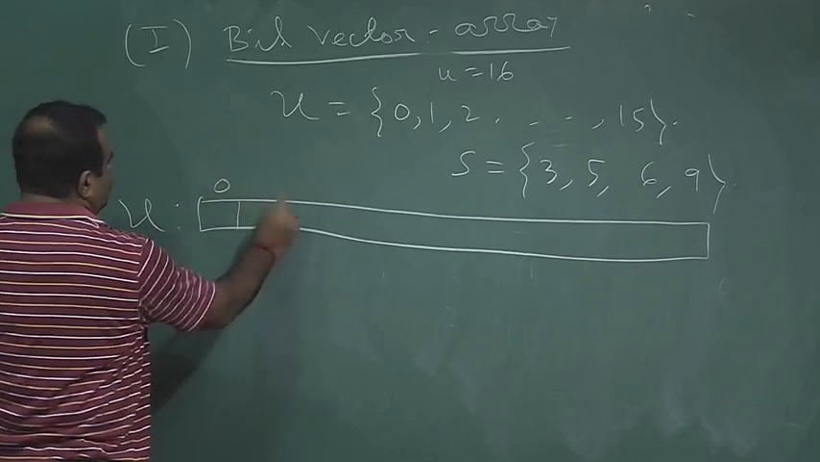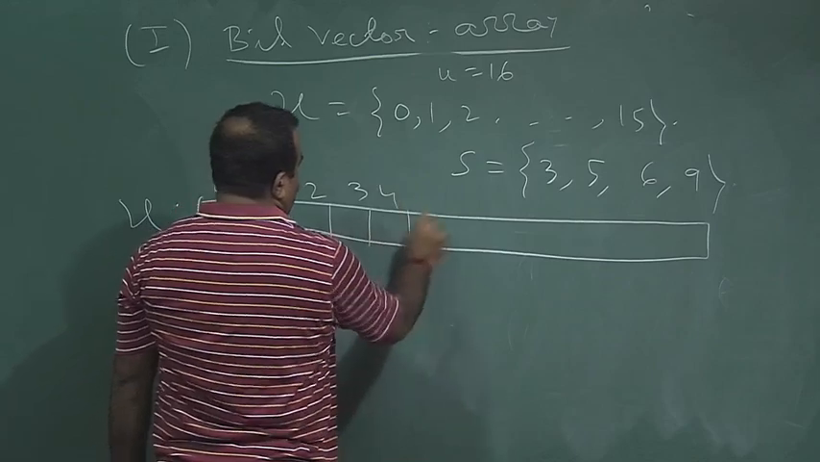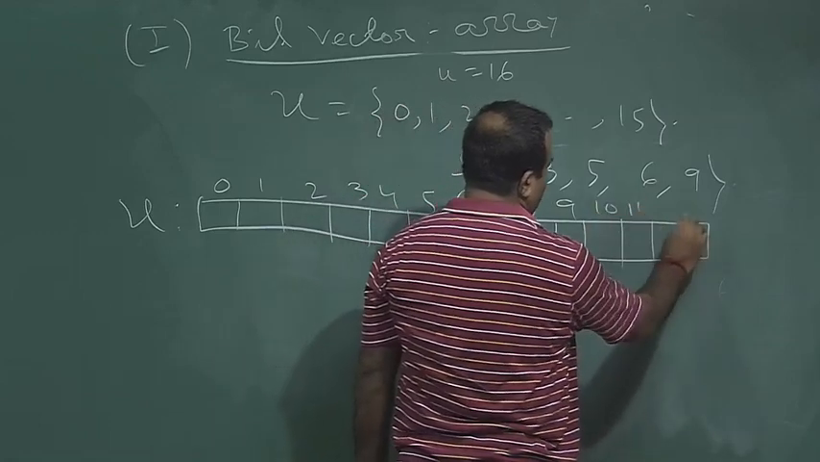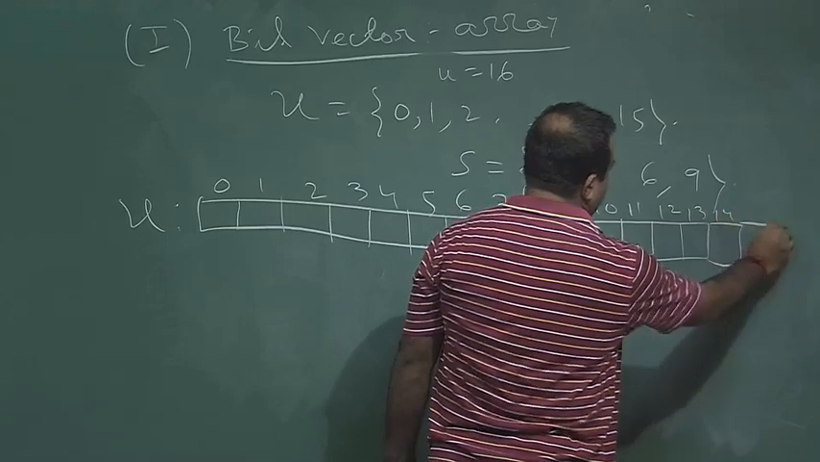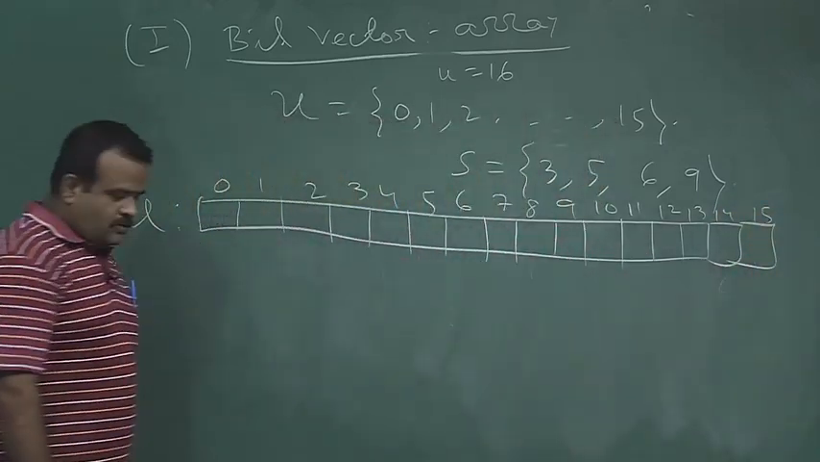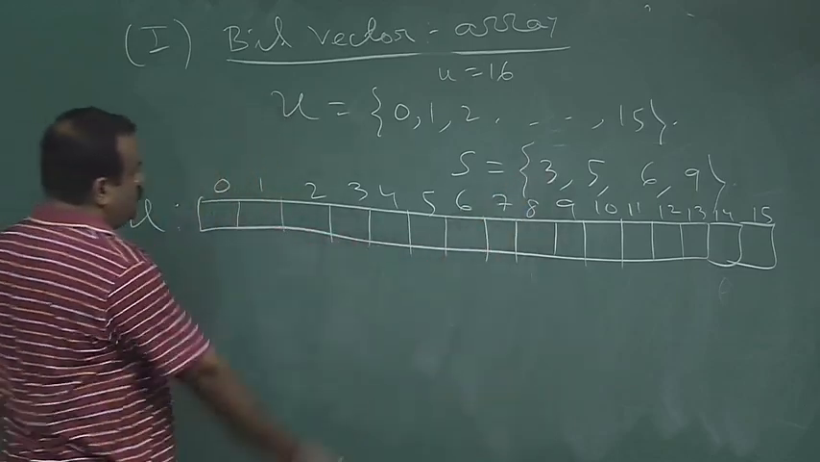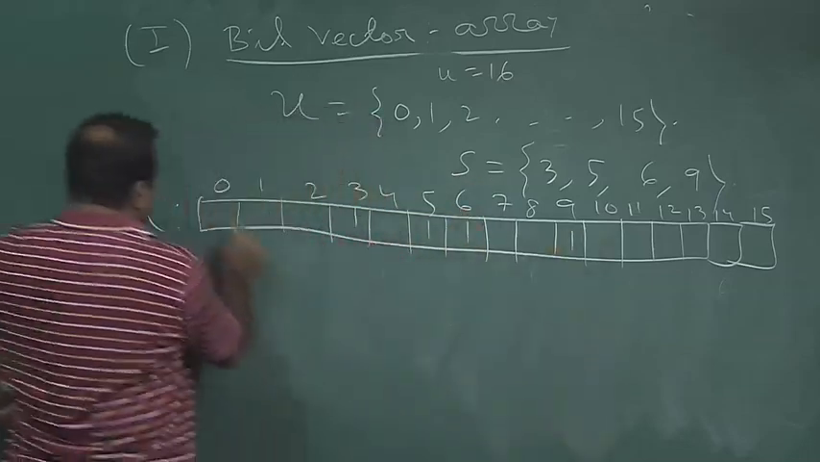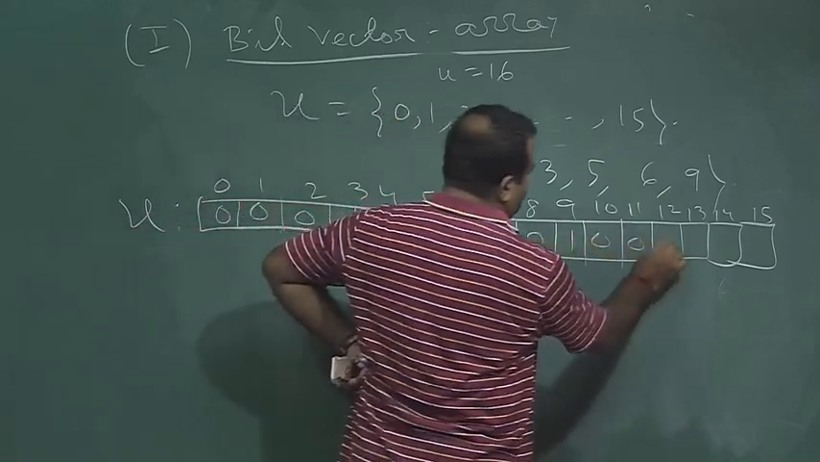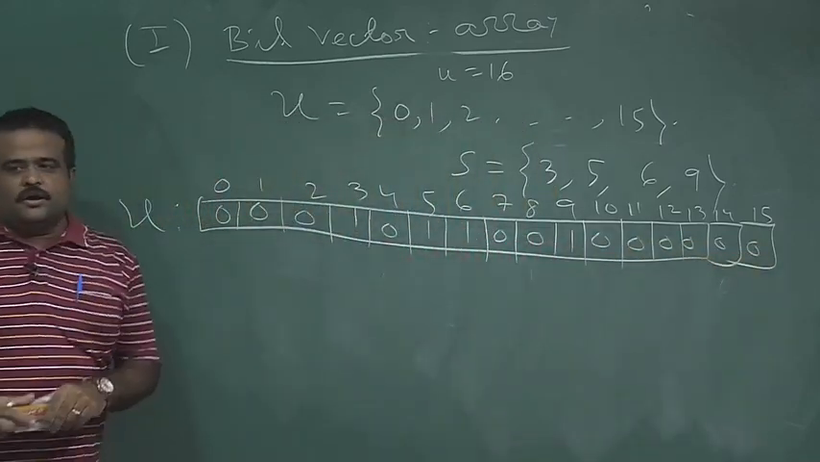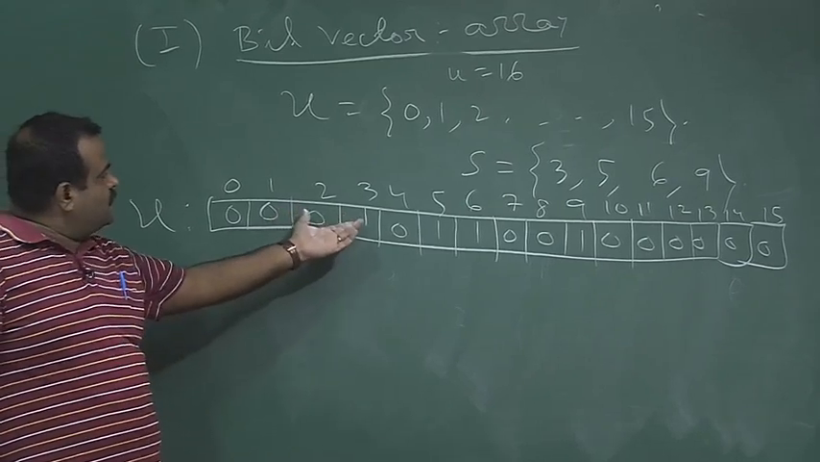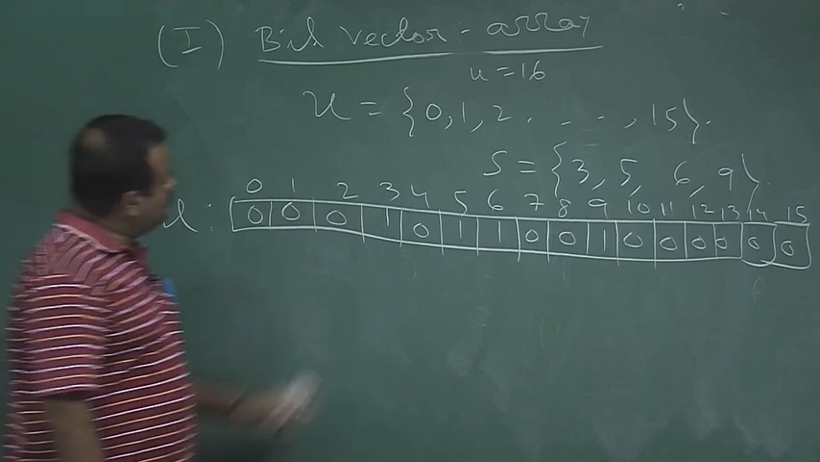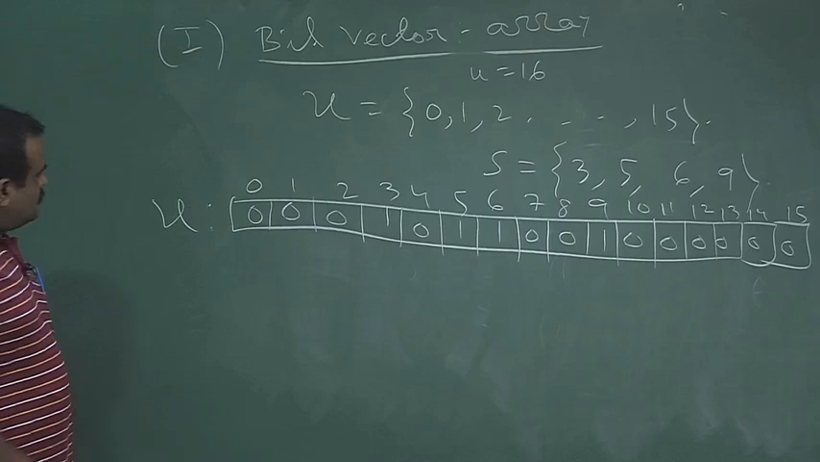So, it is starting from 0, 1, 2, 3, 4, 5, 6, 7, 8, 9, 10, 11, 12, 13, 14, 15. So, this is the array. Now, if an element is present, we will put a 1 there, otherwise we put a 0. So, 3 is present, 5, 6, 9, so 1, 1, 1, 1, and the rest are 0. This is a really cool, very simple data structure. It is called a bit vector, switch on, off. If that room is on, light on, that means that element is present.